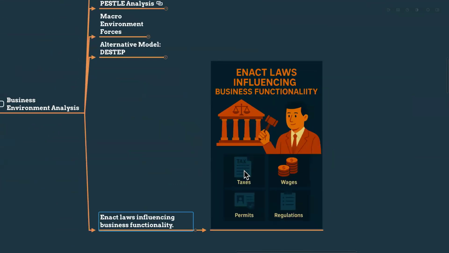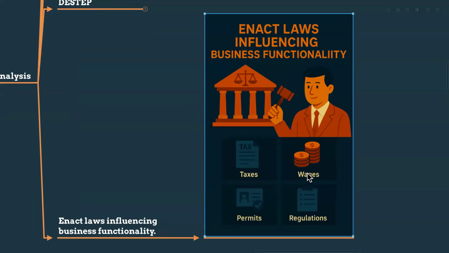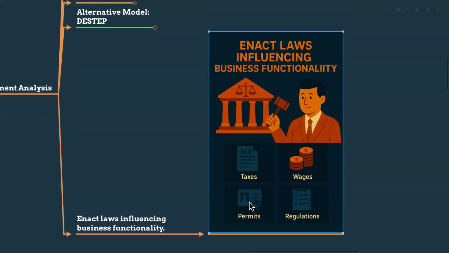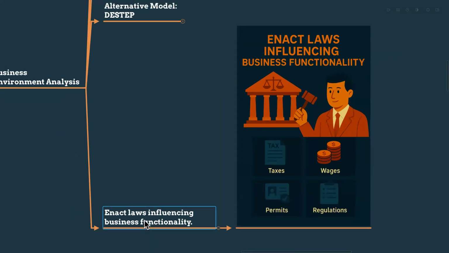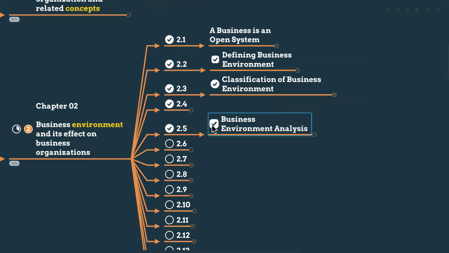And governments enact laws influencing the business functionality, right? Taxes, wages, regulations, and permits. When the government is enacting new laws, it will affect the business functionality because business has to pay the taxes, business has to pay the minimum wages, they have to take the permits. So for the permits, they have to pay. There are rules, regulations. So we have to understand the business environment analysis and how we can analyze that.